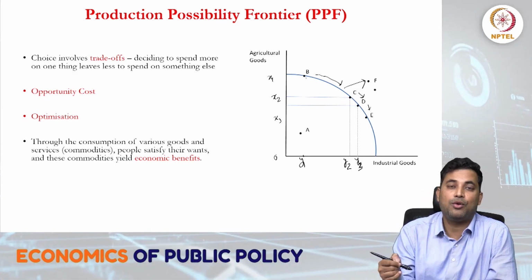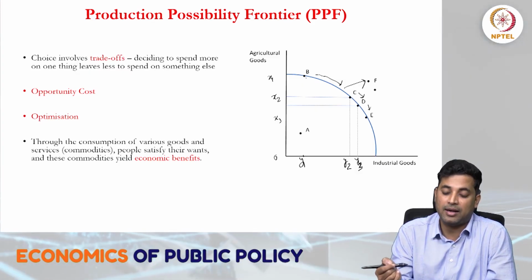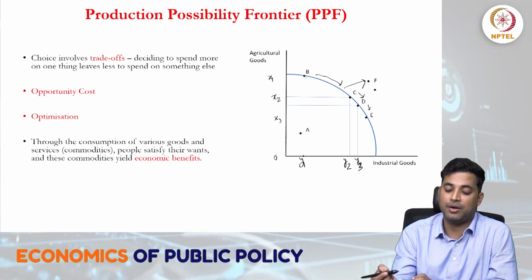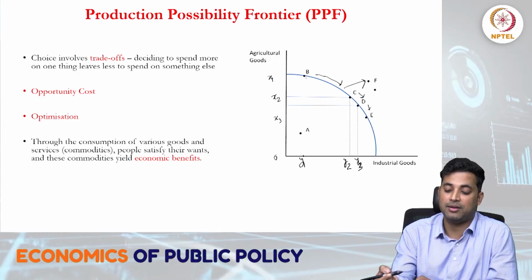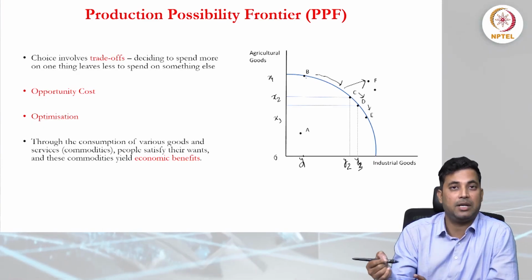Likewise, during COVID-19, efficiency and other resources were reduced, and therefore output reduced, and therefore there was an inward shift of the production possibility frontier.